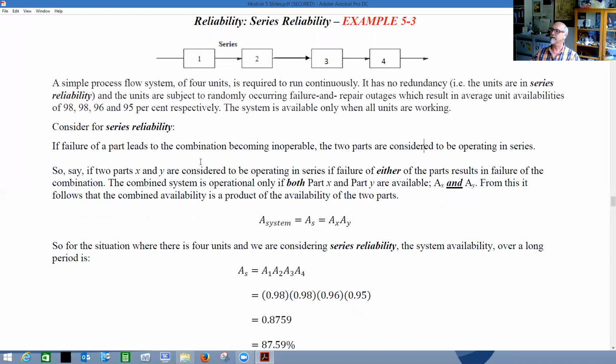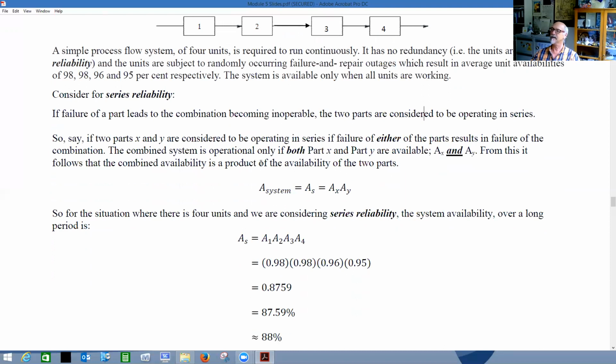So let's look at this particular thing here as a little example. If 2 parts, X and Y, are operating in series, if failure of either of the parts results in failure of the combination, then of course we can say that the combined system is operational only if both part X and part Y are available. So we talk about AX and AY. Now from this it follows that the combined availability is a product of the availability of the 2 parts.